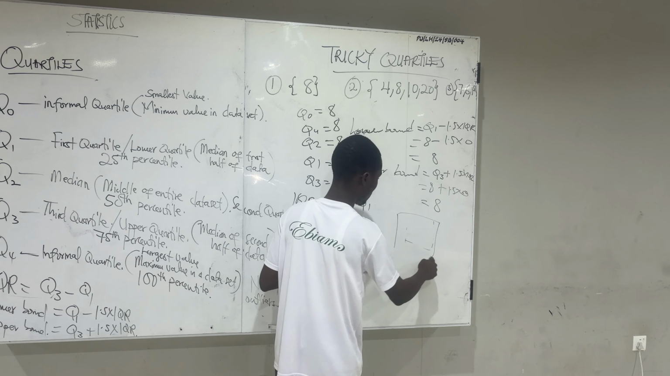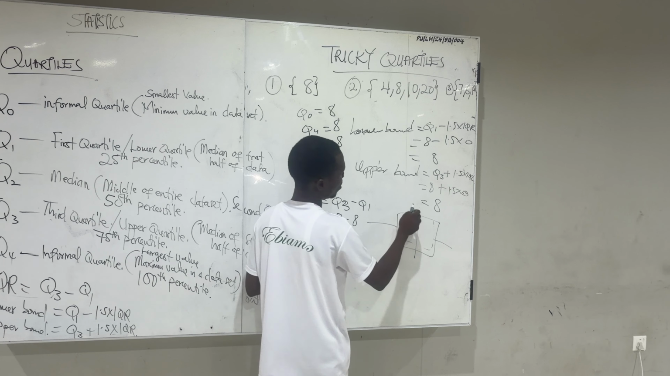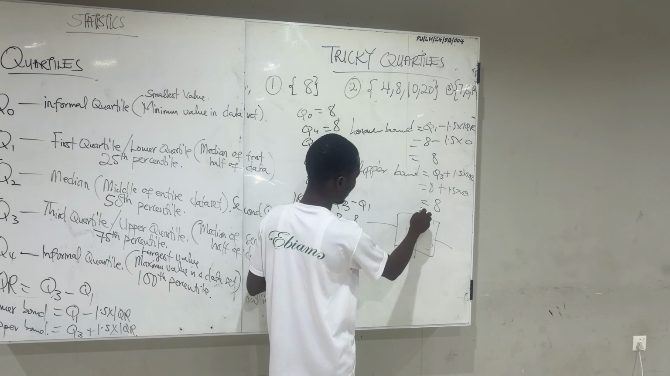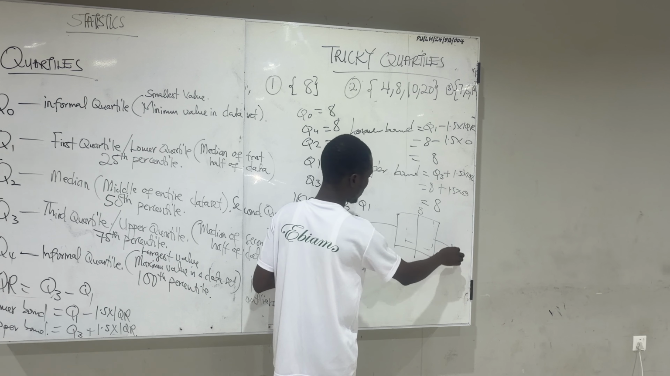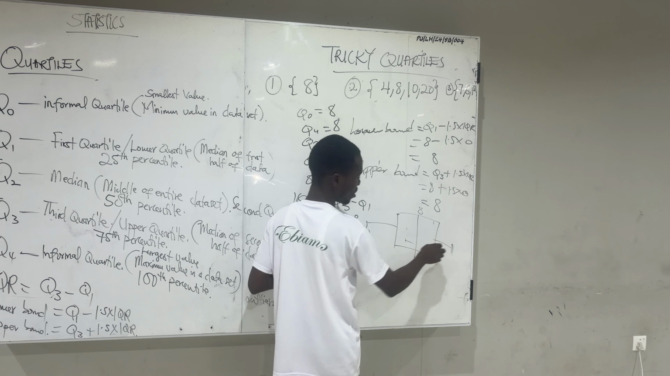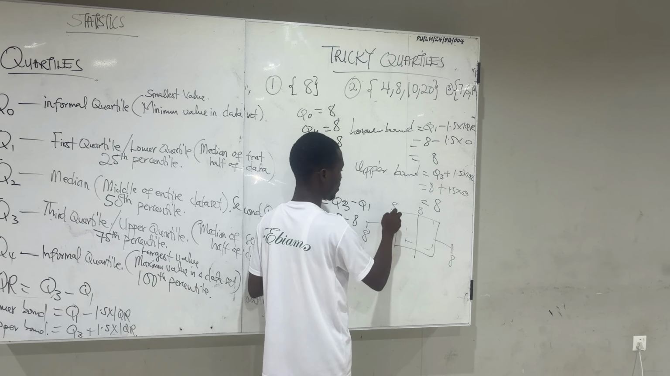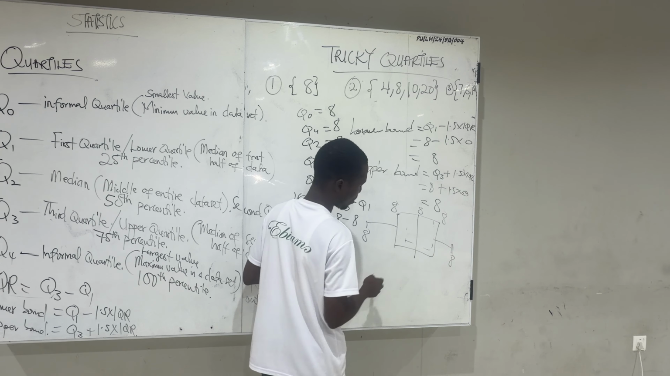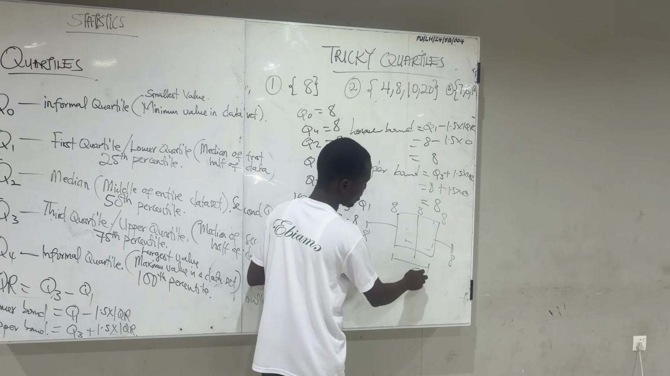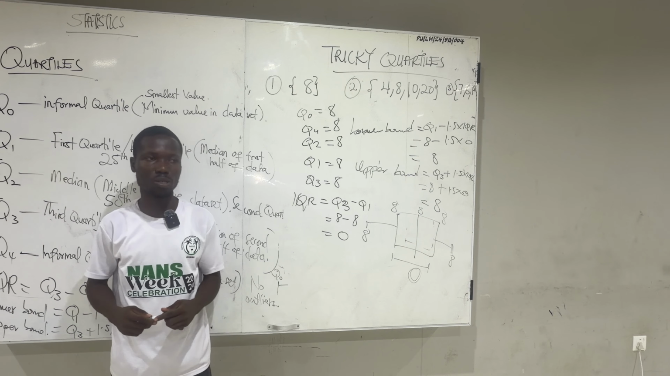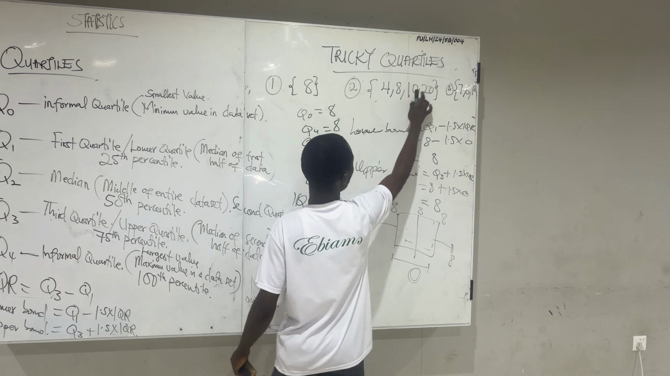Now, if we want to draw it on the box plot, this is how it will be. This is the median, that's the Q2, and our Q2 is 8. This is the least value, 8. The maximum value is also 8. Our Q1 is 8, Q3 is also 8, and the interquartile range is 0. So this is how you present it.